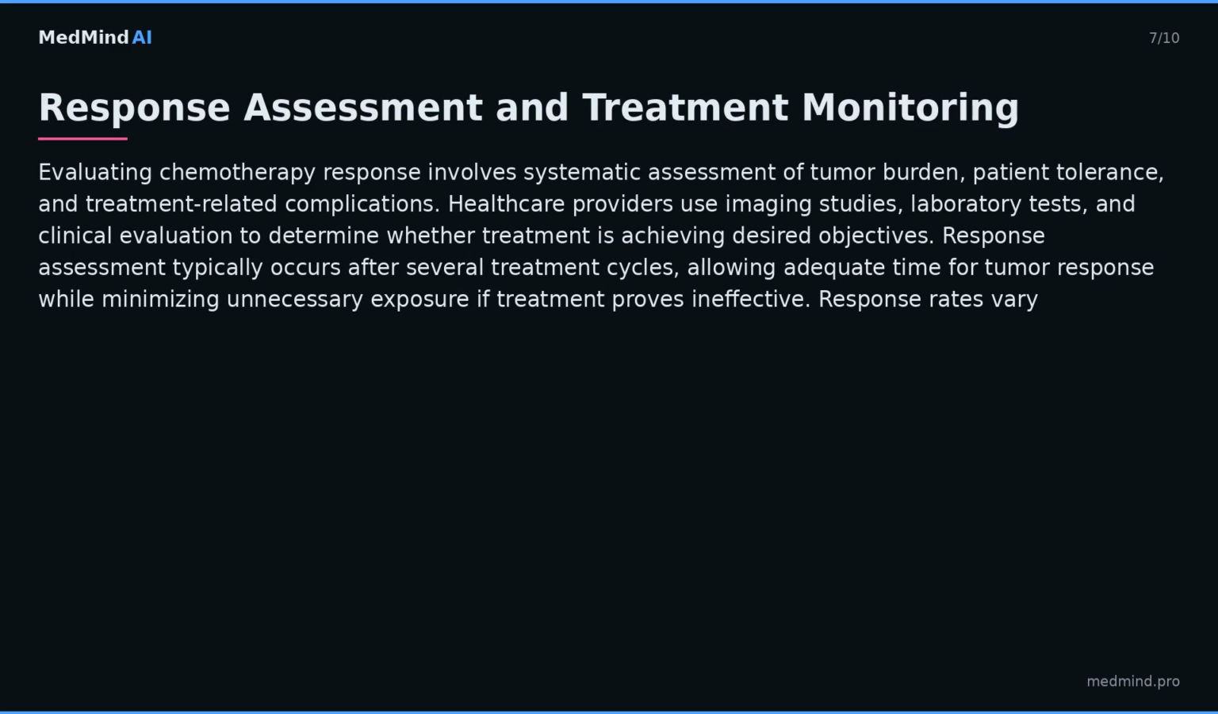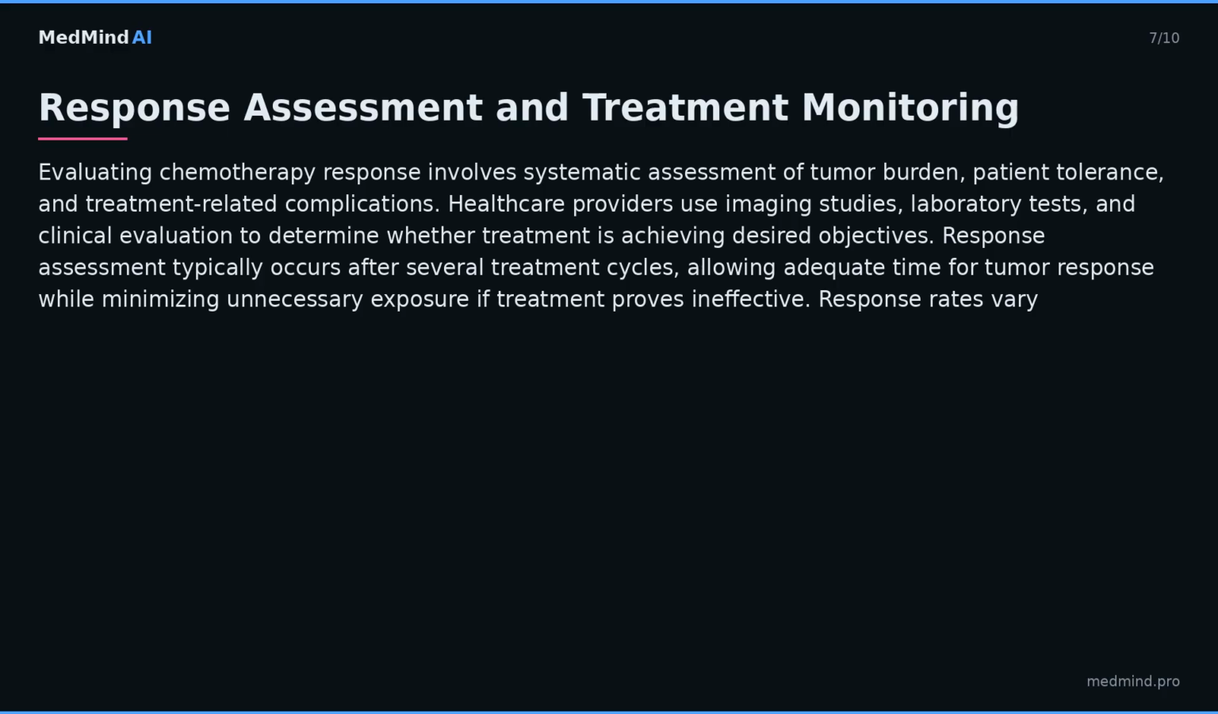Response assessment and treatment monitoring. Evaluating chemotherapy response involves systematic assessment of tumor burden, patient tolerance, and treatment-related complications. Healthcare providers use imaging studies, laboratory tests, and clinical evaluation to determine whether treatment is achieving desired objectives.